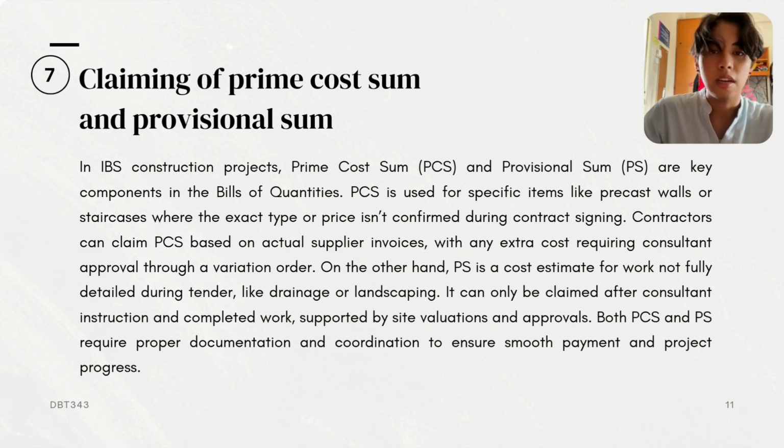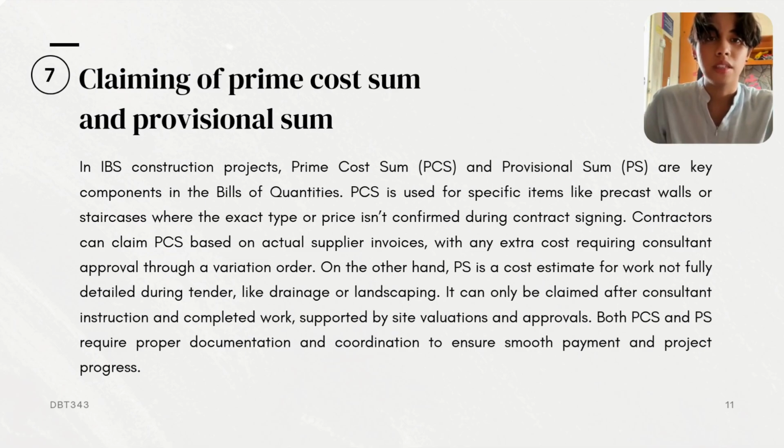Contractor can claim the PCS amount based on the actual invoice from the supplier, as long as it stays within the allocated budget. If the cost exceeded the allowance, a variation order approved by the consultant is required. On the other hand, provisional sum is a budgeting amount for works that are known but not fully detailed at the tender stage, such as external drainage or rainwater harvesting system.